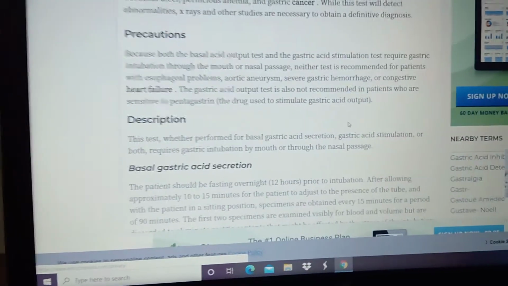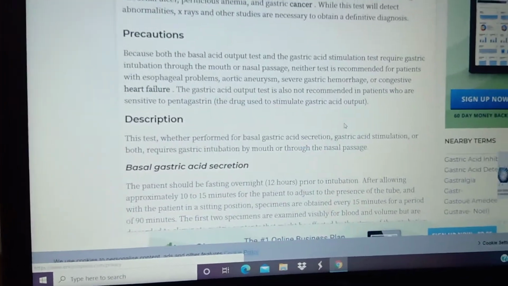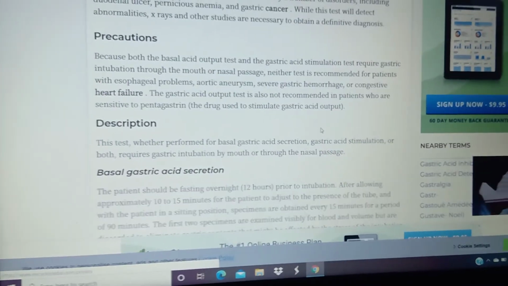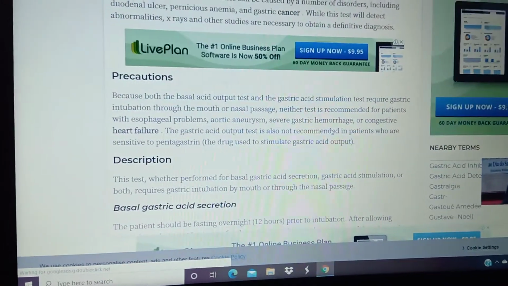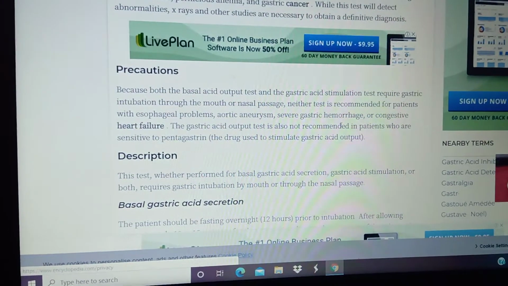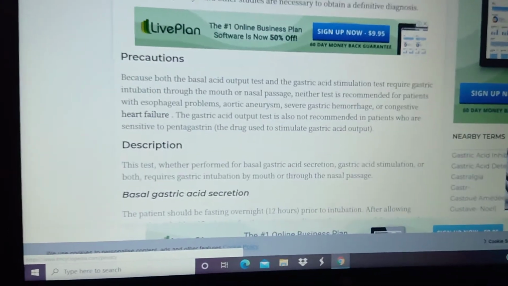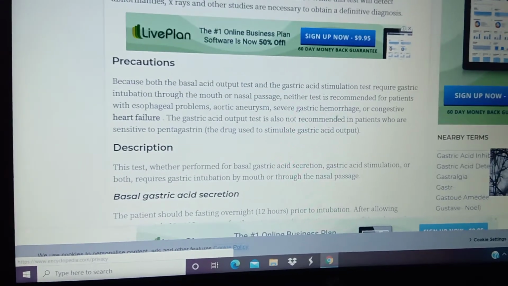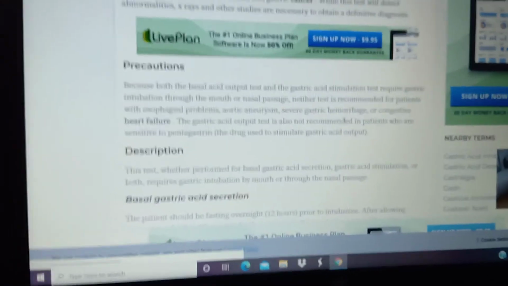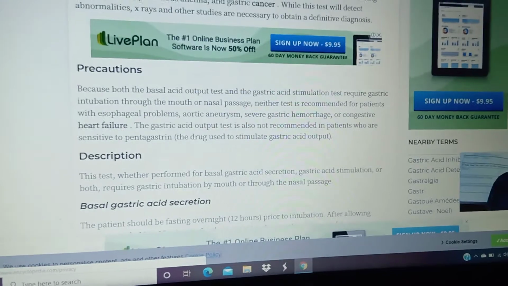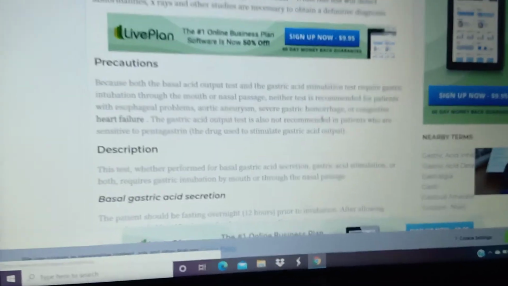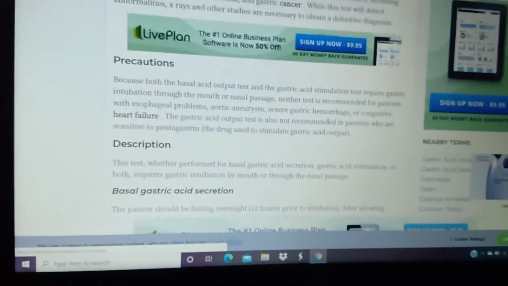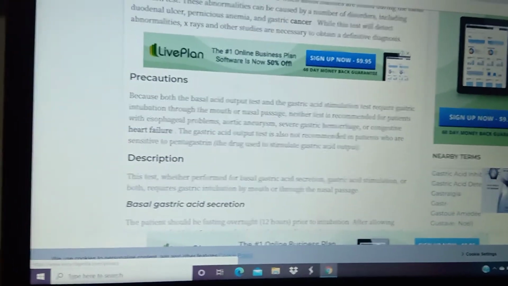After that, you have to take care while intubating through the mouth and the nasal passage. What problems can occur here? You may see some cardiac problems, hemorrhagic and congestive heart failure. Severe gastric hemorrhage is also one of the complications. The same precautions as for gastric lavage apply here.